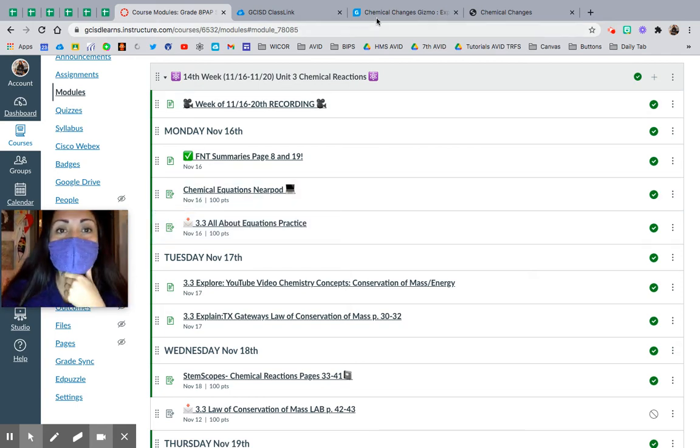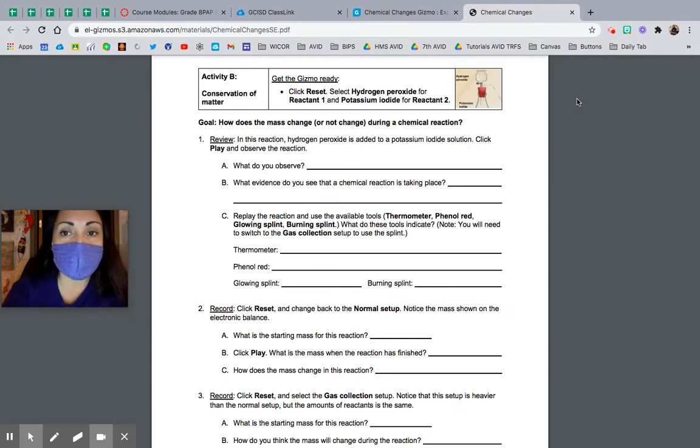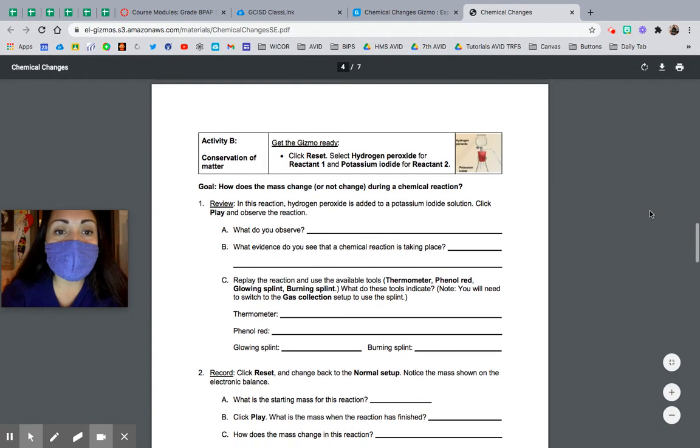Oh, I'm going to be showing y'all this PDF version just so I can show you easier than me holding up my journal. So your page looks just like this. It says Activity B, Conservation of Matter. So you have to get the Gizmo ready. So click Reset, and you're going to select hydrogen peroxide and potassium iodide.